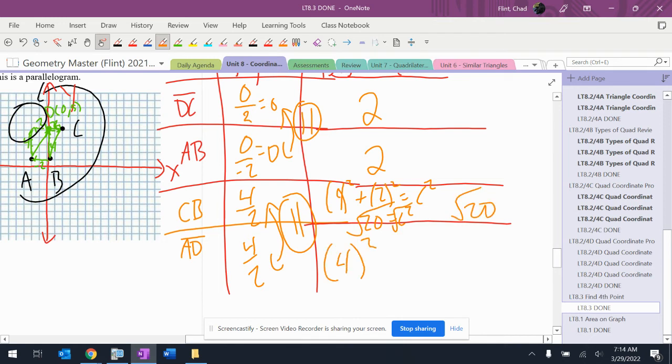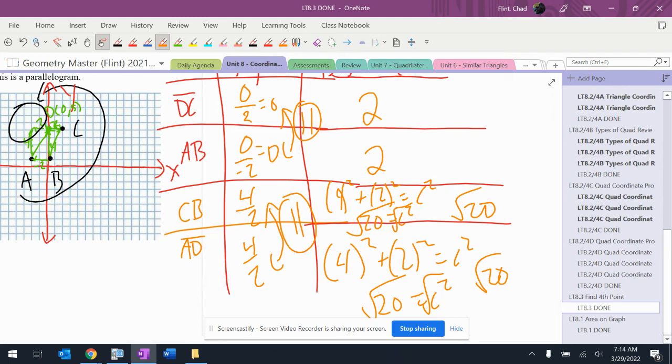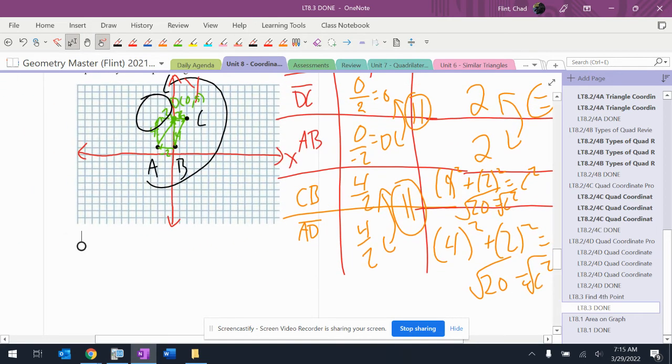This one's 4 squared plus 2 squared equals c squared. That's 20. That's square root of 20. Okay? So what did I figure out? There's opposite sides parallel. There's also these sides are equal. I don't need both of those. I just need opposite sides parallel. So I come over here and I put ABCD is a parallelogram because opposite sides parallel.